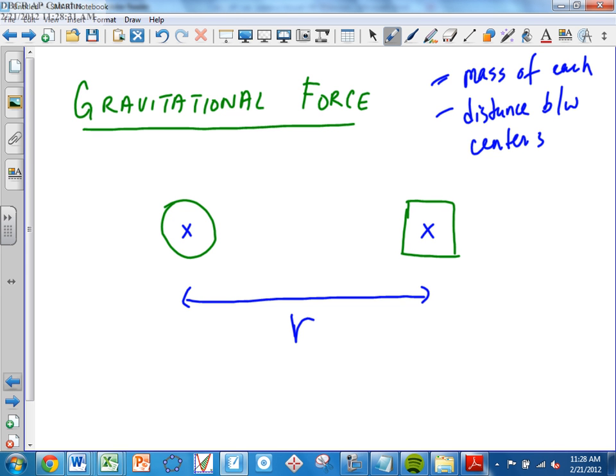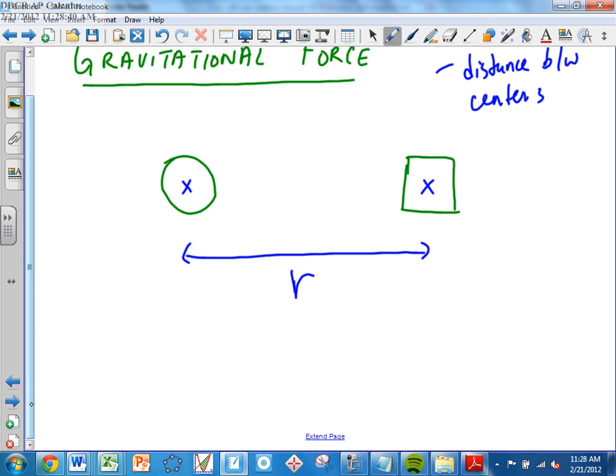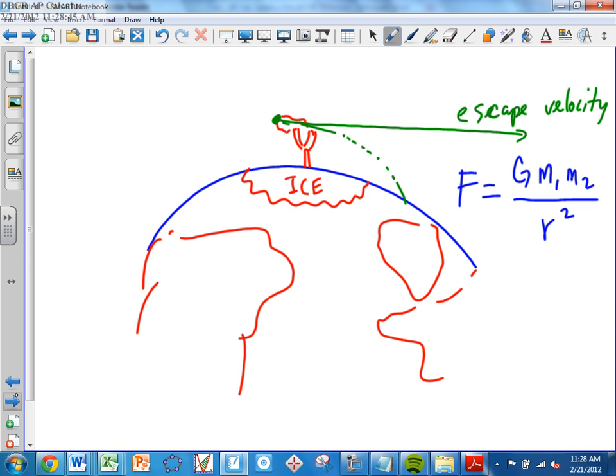And later on, we're going to start studying objects that are orbiting, and we'll see how R makes more sense with that. Okay, but for now, just write a little note to yourself for this formula. R is not equal to radius. It's the distance. Okay? The radius is not R in this case.